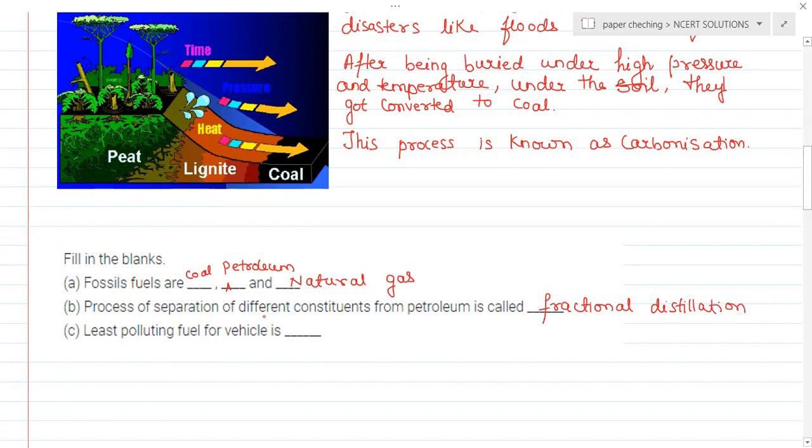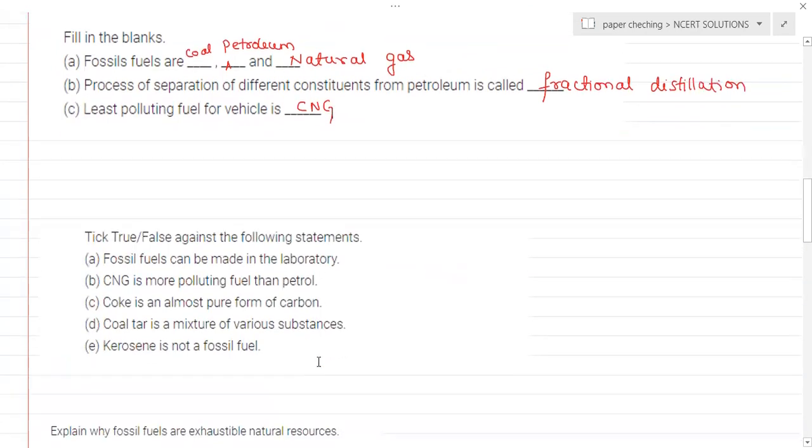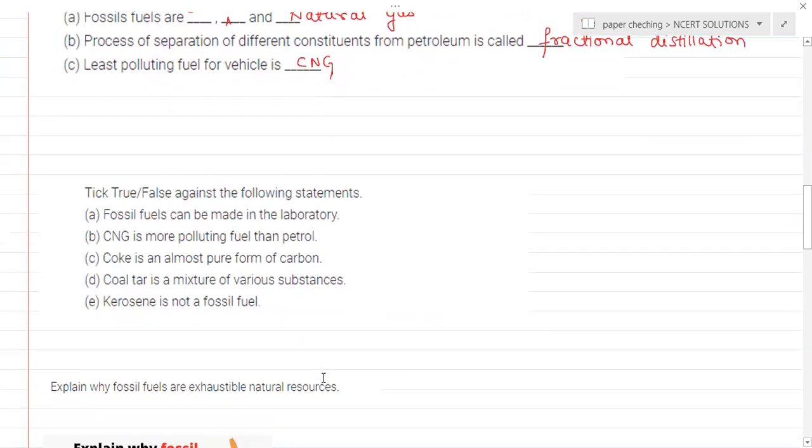Third bit, least polluting fuel for vehicles is, I would say, CNG. We just learned why in the first question, right? Now coming to the next question. Tick true or false against the following statements. Fossil fuel can be made in laboratory. No, that's not possible. We cannot have the pressure and the temperature that is required, right?